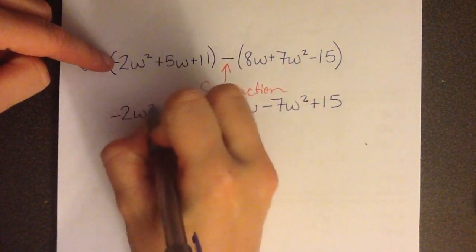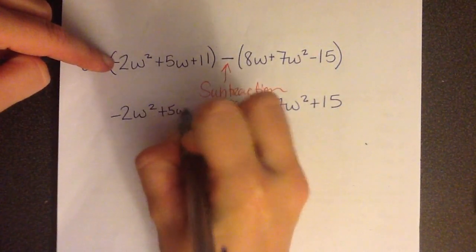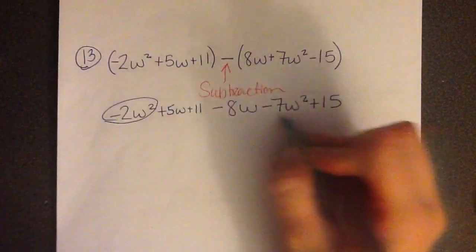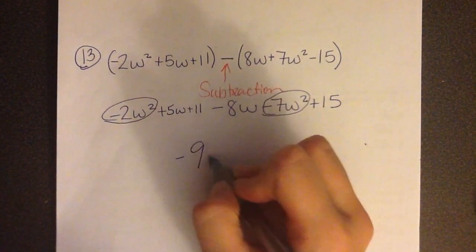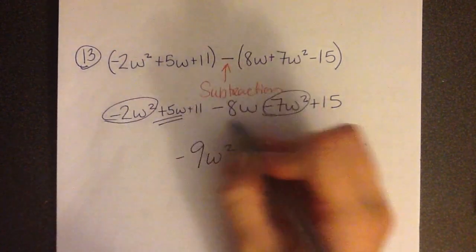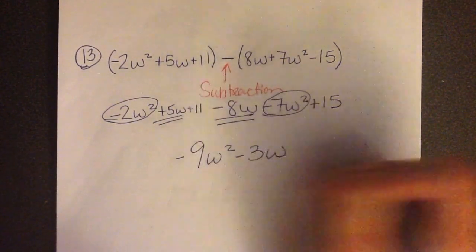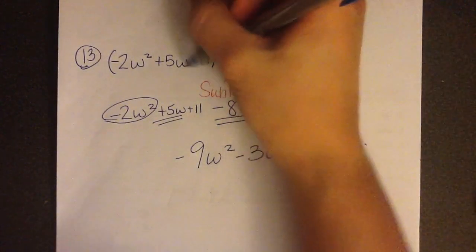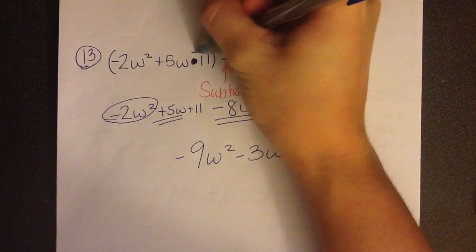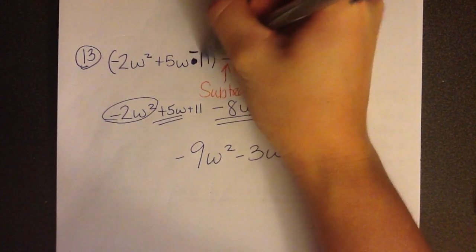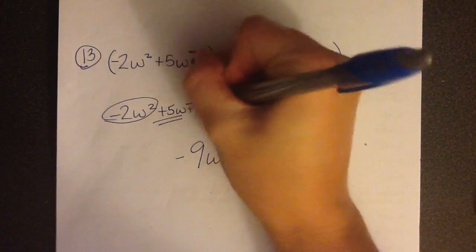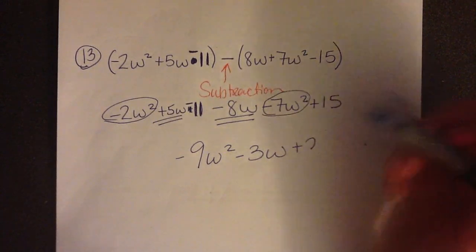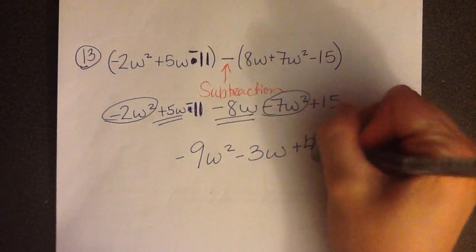I'm going to rewrite this trinomial here at the beginning. Now I can combine like terms. Negative 9w squared, negative 3w, plus, I copied the original problem incorrectly. I'm sorry. This is a negative 1, or negative 11. Look back at your review, which should be in front of you. I copied it wrong. This should be a negative 11. Negative 11 plus 15 is a 4 here.